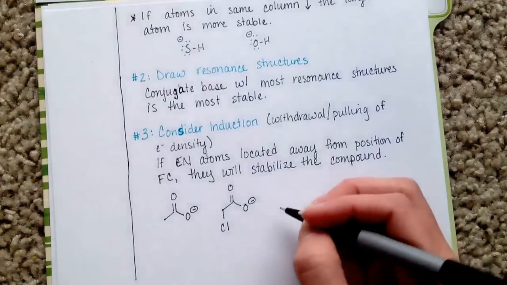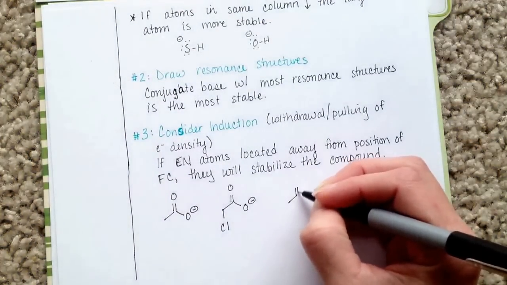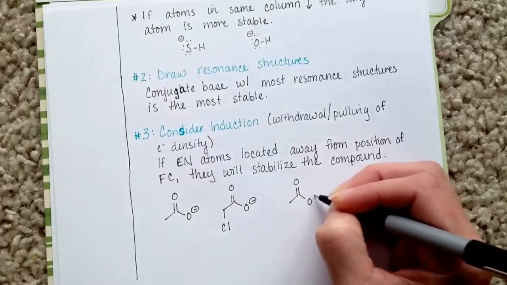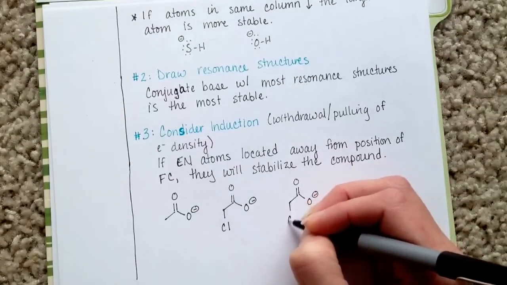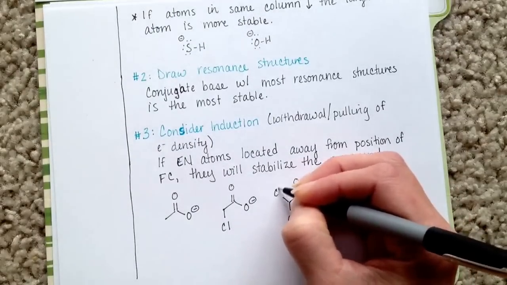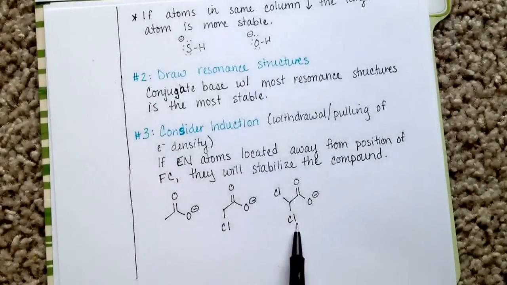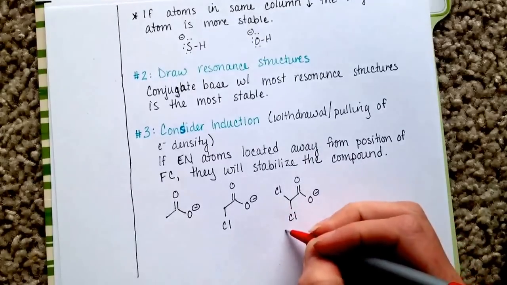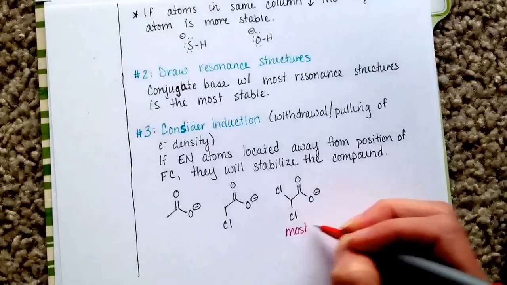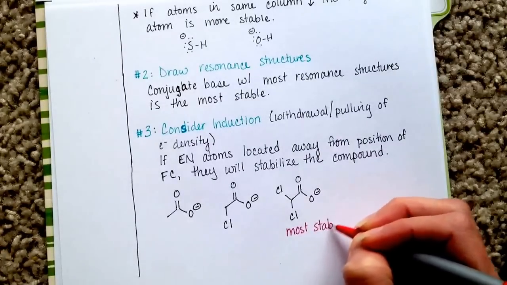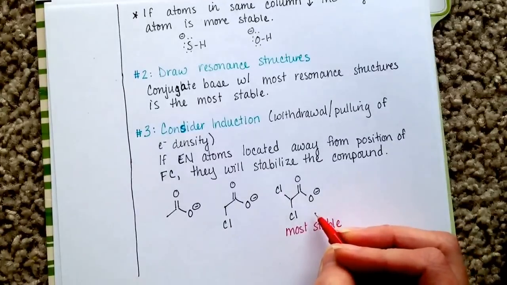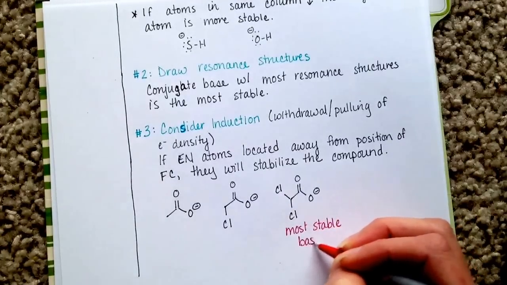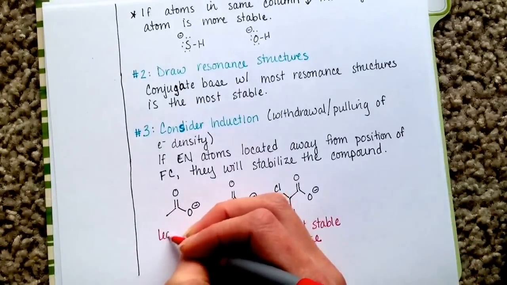And we see it's an additive effect. So the more electronegative atoms you have, more in terms of quantity, the more stable things are going to get. So this compound over here, this base, is going to be even more stable than this base, which will be even more stable than that one. So this one would be the most stable, and therefore the acid that produced this base would be the strongest acid. And this one would be the least stable.